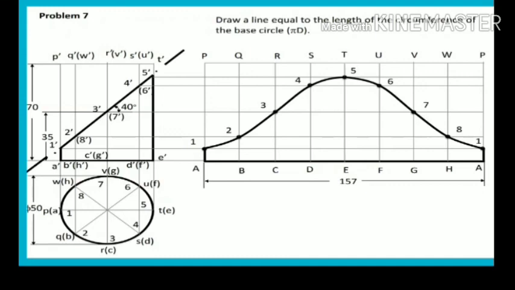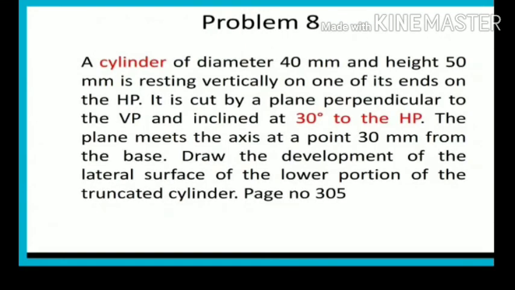So 8 points are seen. Point 1 is named for P and A, and that is transferred to the development as the same point. Similarly, all the points for the same edges have been transferred and named. The retained portion is the base side. Here we have shown the dark portion. We have joined 1, 2, 3, 4, 5, 6, 7, 8, 1 by freehand because it is a curved surface; the lateral surface is curved.